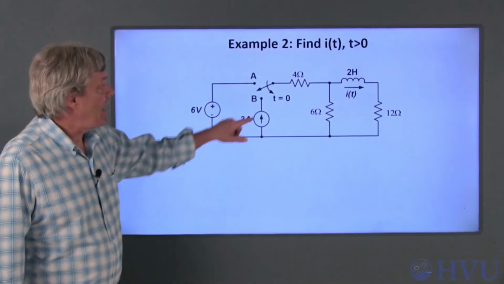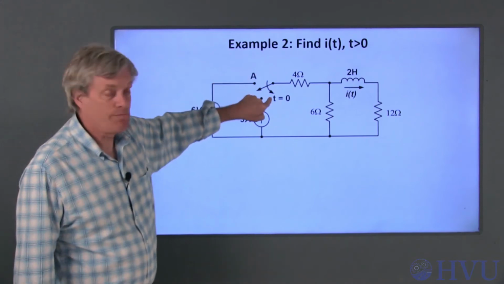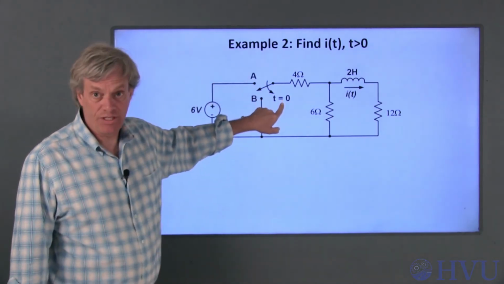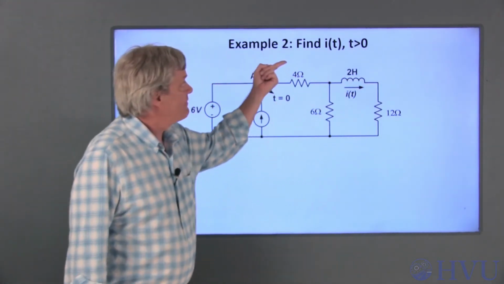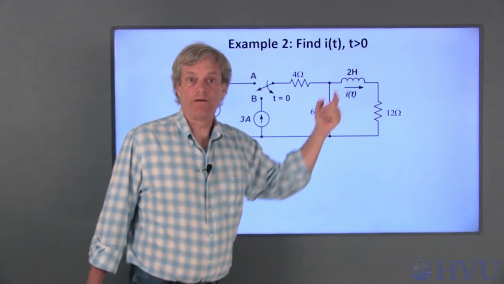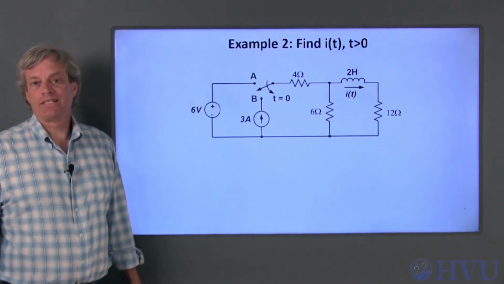In this example, I have a switch that's been at position A for a long time and then moves to position B at time t equal to 0. I want to find the current through this inductor, I of t, for times greater than 0. First, I need to check to see which criteria this circuit satisfies.